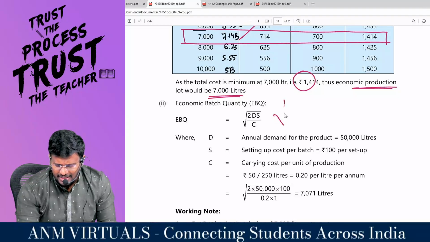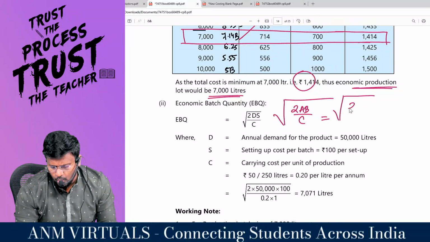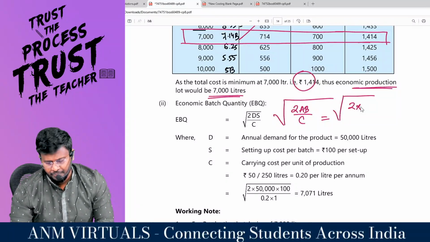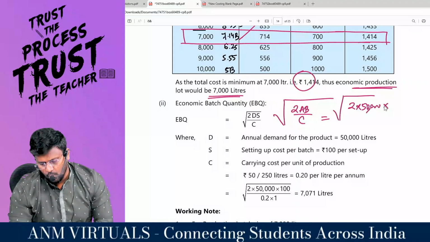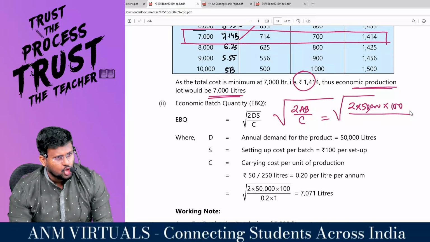We have a mathematical formula called root of 2AB divided by C. That is equal to root of 2 into annual demand, 50,000, into the setup cost per setup, 100, divided by carrying cost per unit per annum.